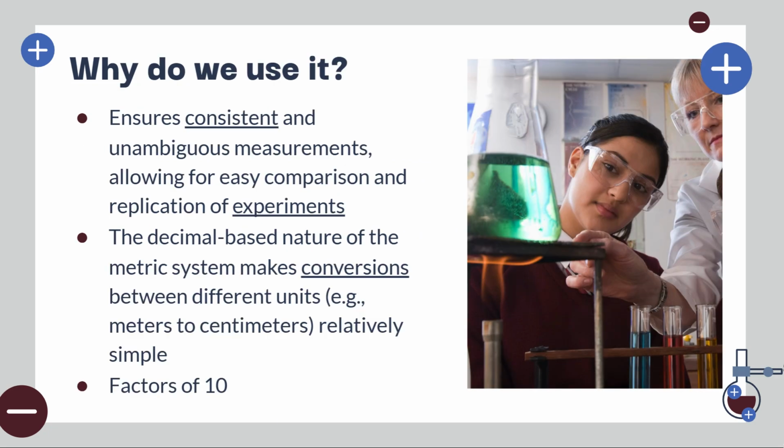Now, why do we use the metric system? Well, we use it because it ensures consistent and unambiguous measurements, allowing for easy comparison and replication of experiments. Also, the decimal based nature of the metric system makes conversions between different units, like meters to centimeters, relatively simple. This just means that the multipliers being factors of 10 makes conversions easier.